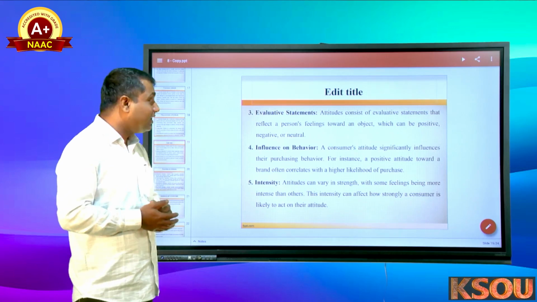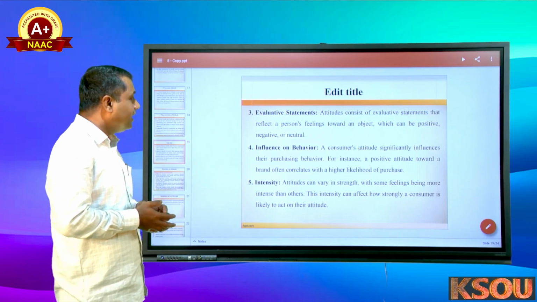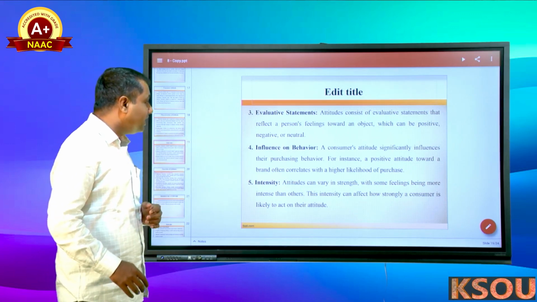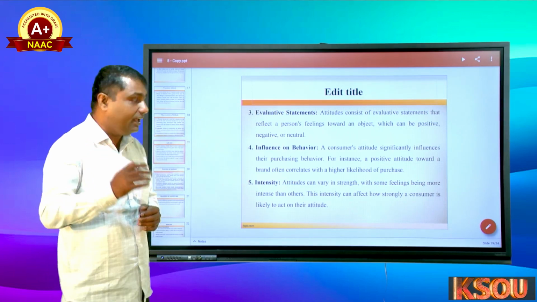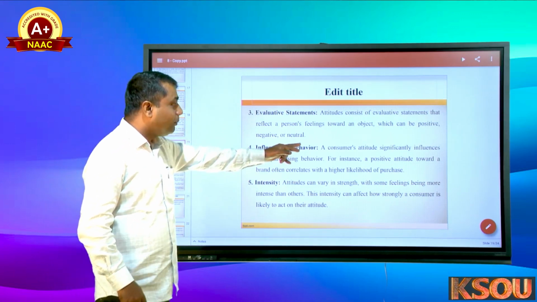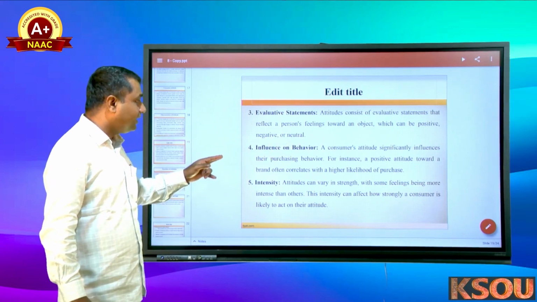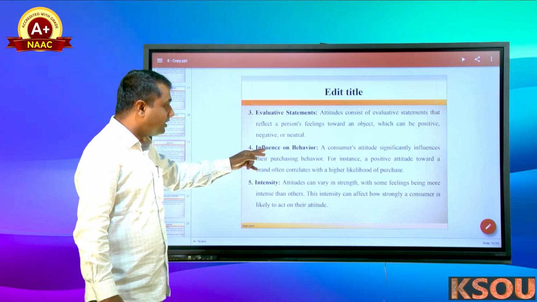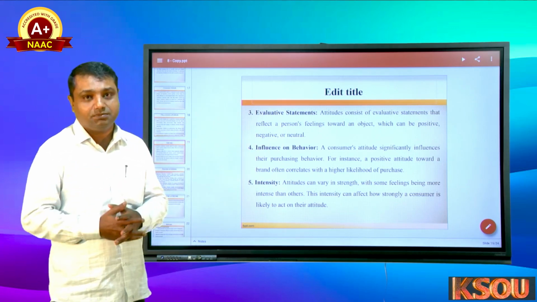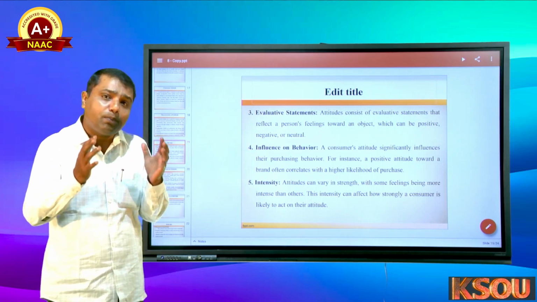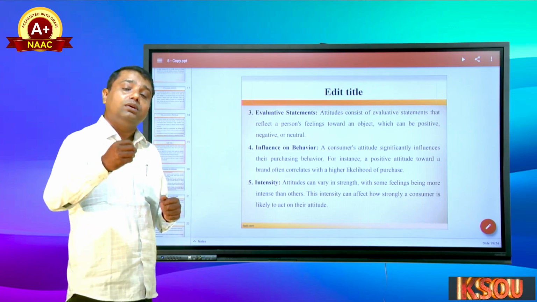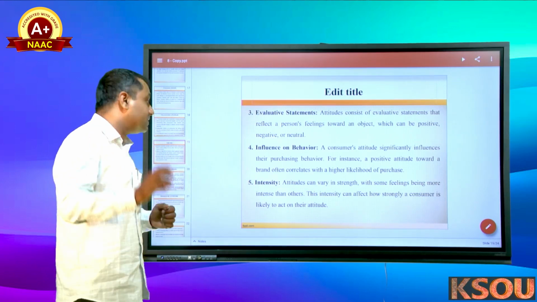Influence on behavior. What is the influence on behavior? Consumer attitude significantly influences purchasing behavior. A positive attitude towards a brand often correlates with a higher likelihood of purchase. That means whenever we have a positive attitude towards a particular brand, we are going to plan to purchase the product.